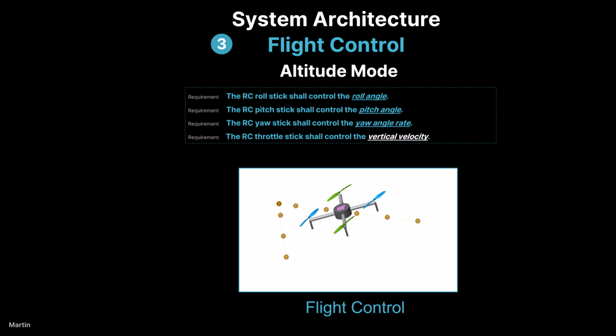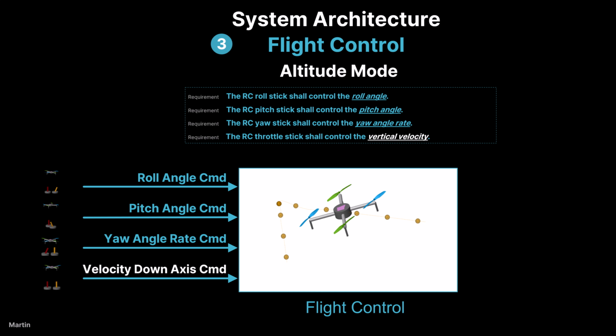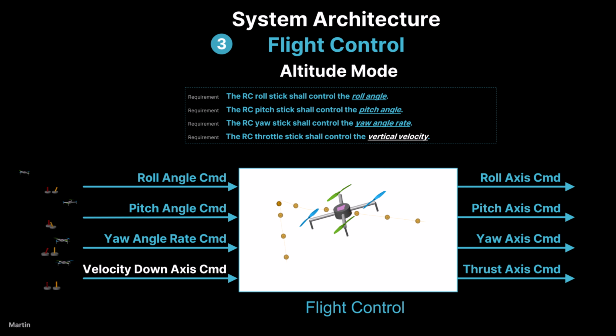Similar to stabilized mode, in altitude mode, the flight control subsystem maintains a constant altitude while controlling roll, pitch, and yaw. Inputs consist of the desired roll angle, pitch angle, and yaw angle, and the desired velocity along the z-axis of NED, North-East-Down coordinates. Outputs are the same as stabilized mode.